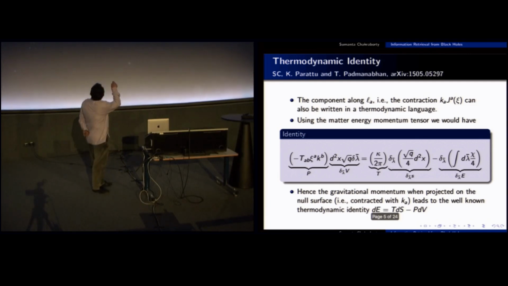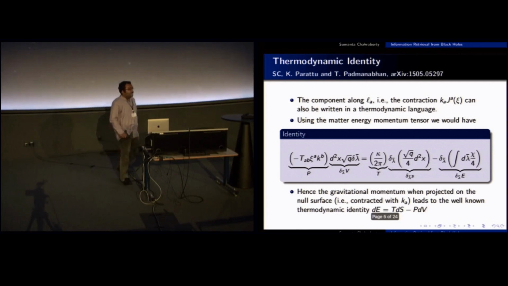Then you have a term which is d2x d lambda root q, which will correspond to the change in volume of the null surface. Then there is another term which is kappa over 2 pi, which is related to the temperature of the null surface. And finally I have a term which is root q over 4 d2x, which is the change in entropy. And the last term is related to the Euler characteristics of the surface, and that in some sense is related to the energy. So to concisely say, this relation essentially says that PdV is equal to TdS minus dE, which we all know is in a natural thermodynamic language.